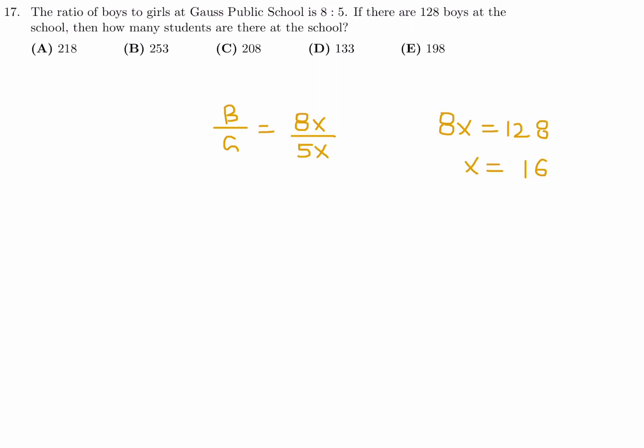So how many students are there? Well, total there's 8x boys plus 5x girls. So that's 13x in total. Well, x we just calculated as 16. So plug that in. 13 times 16 is 208. And that is the total number of students. So number 17, the answer is C.